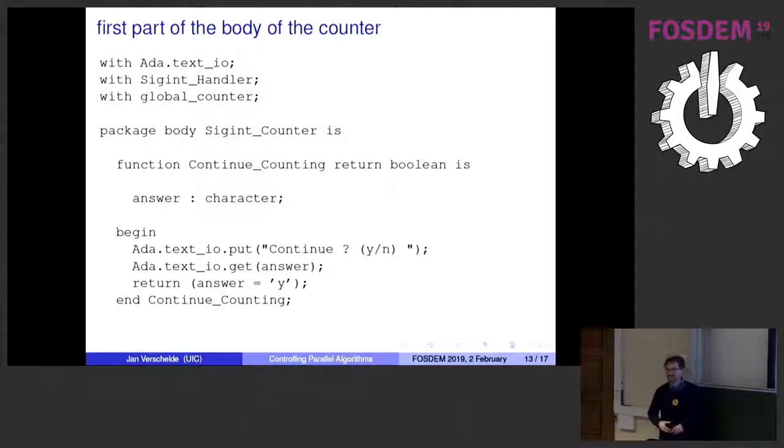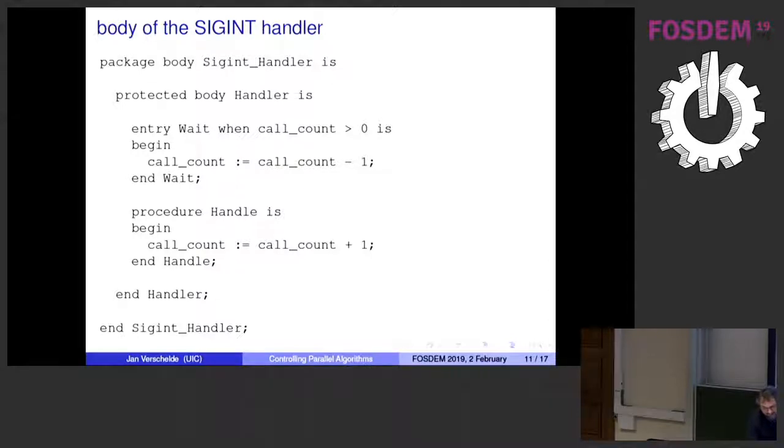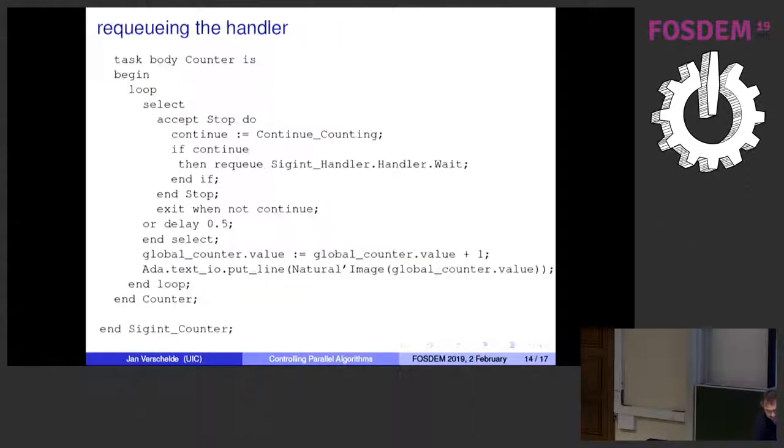Sorry, is it because of the first Control-C, does that stop it? No, the Control-C makes sure that the wait stops, so it no longer waits, and then the method stop gets accepted here, and then you have the continue counting.